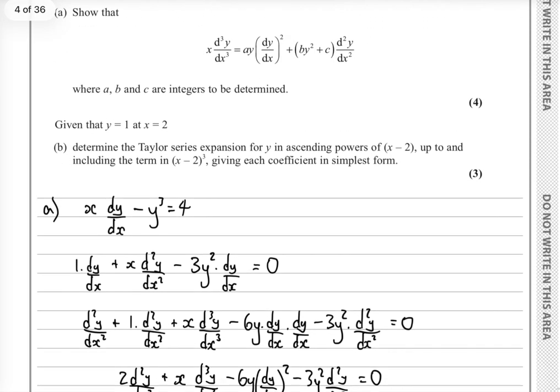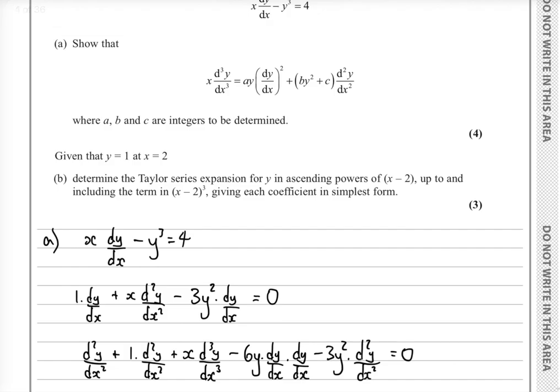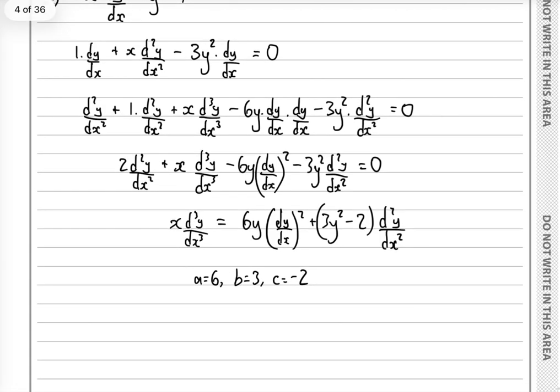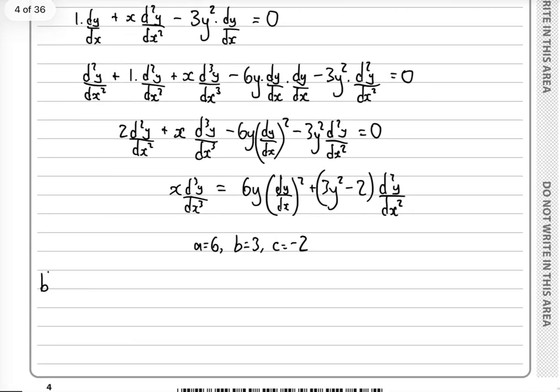And there we go for part A. Given that y equals 1 at x equals 2, determine the Taylor series expansion for y in ascending powers of x minus 2 up to and including the third power. Okay, so we've got x equals 2, and at that point y equals 1.